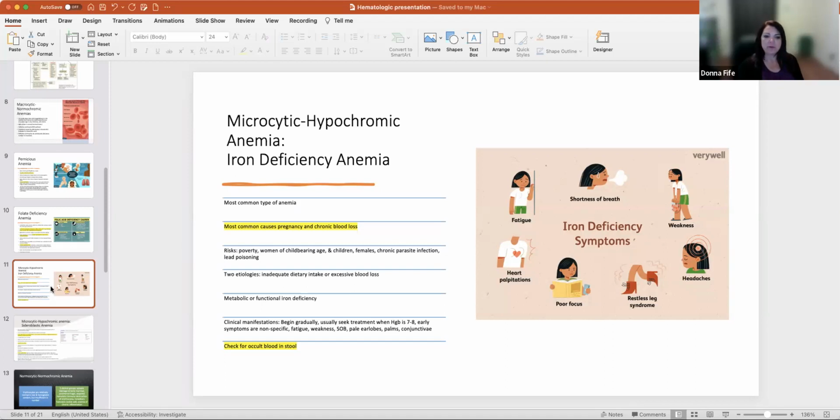There's metabolic or functional iron deficiency. Clinical manifestations are going to begin gradually, and patients usually seek treatment when the hemoglobin is around 7 to 8. Early symptoms are nonspecific, but may include fatigue, weakness, shortness of breath, and pale earlobes, palms, or conjunctiva. It's very important to check for occult blood in the stool of a patient with iron deficiency anemia, as there can be an issue with bleeding that's causing this.